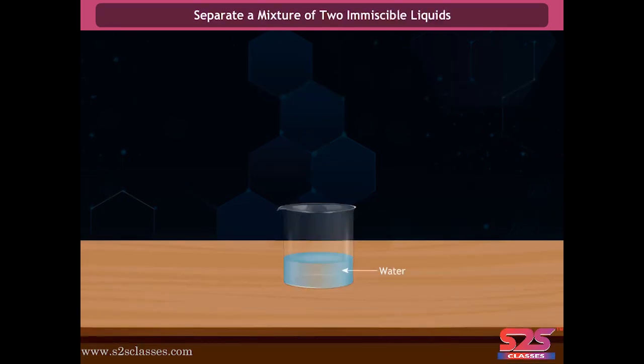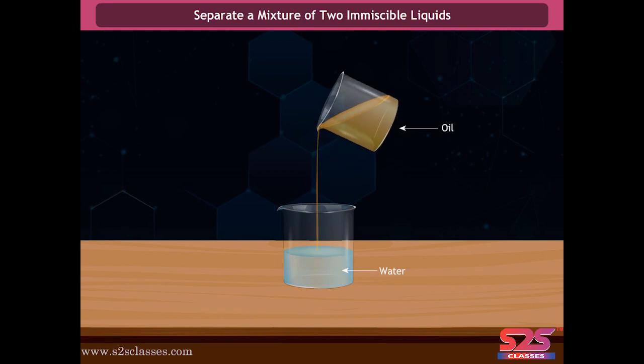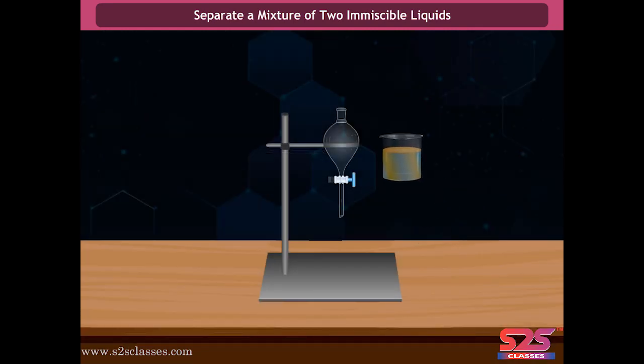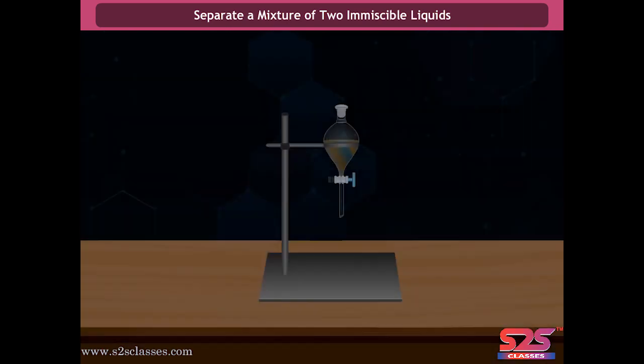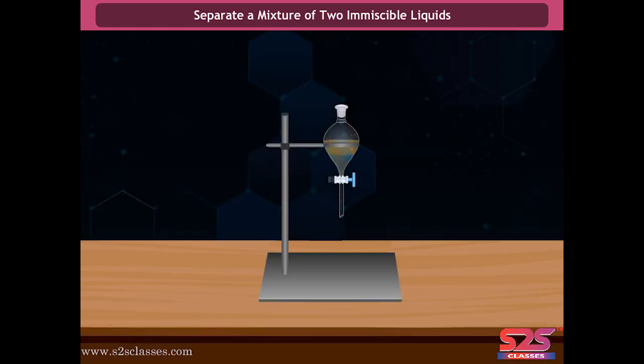Separate a mixture of 2 immiscible liquids. Let us try to separate oil from water using a separating funnel. Pour the mixture of oil and water in a separating funnel and shake it vigorously. Let it stand undisturbed for some time so that the separate layers of oil and water are formed.